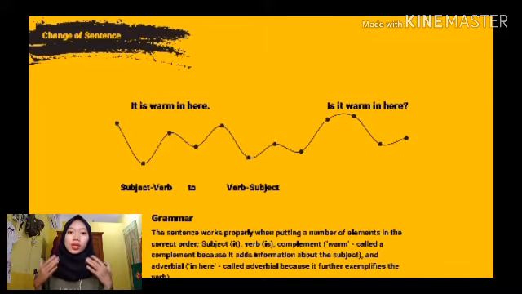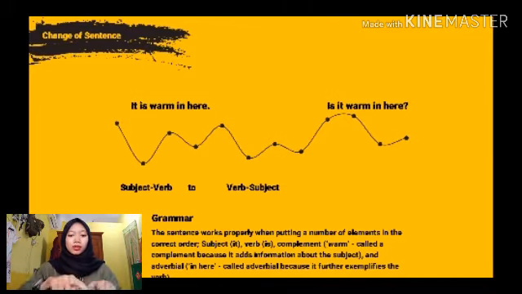The sentence will work when we put the number of elements in the right place, such as subject, verb, complement, adverbial. That's all. Take a look to the example here. I have two examples with the same sentence, but with a different meaning. The first sentence, it is warm in here. It is warm in here.